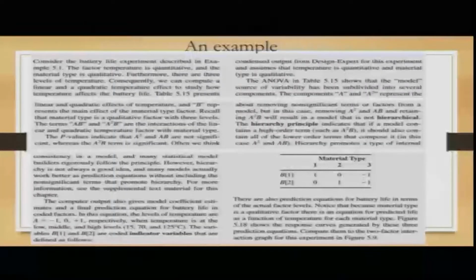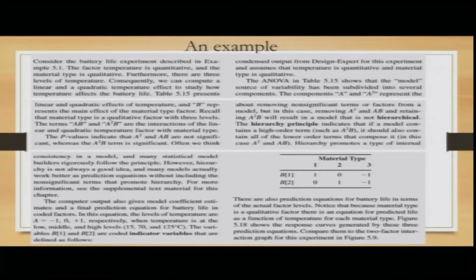The ANOVA in table 5.15 shows that the sources of variability have been subdivided into several components. The components A and A squared concern removing non-significant terms from a model, but in this case removing A squared and AB and retaining A squared B will result in a model with a different hierarchy, which may not be possible to understand. The hierarchy principle indicates that if a model contains a higher order term such as A squared B, it should also contain all the lower order terms.